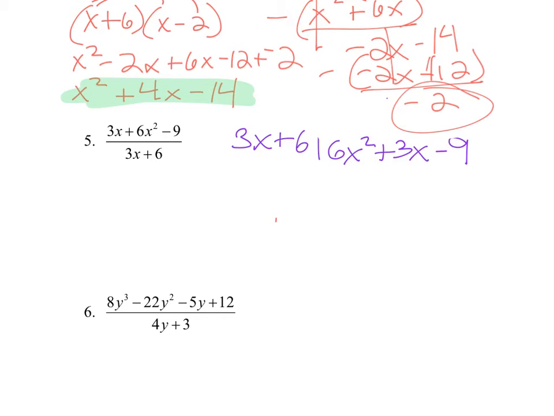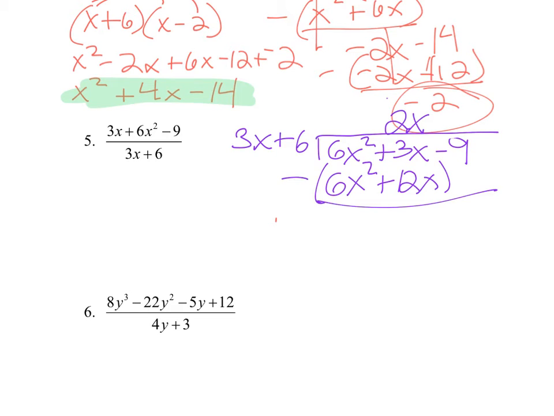Okay, so, there we go. All right, we need to have every x represented: x squared, x, and then no x. This has to be in order and represented. So 3x requires a 2x to become 6x squared. 2x times 6 is 12x, so I have a plus 12x. I'm going to subtract those.